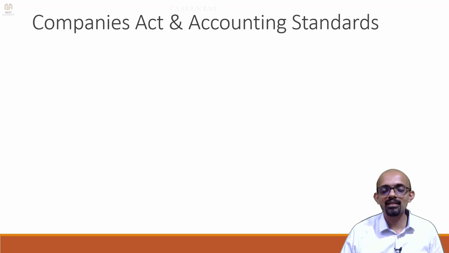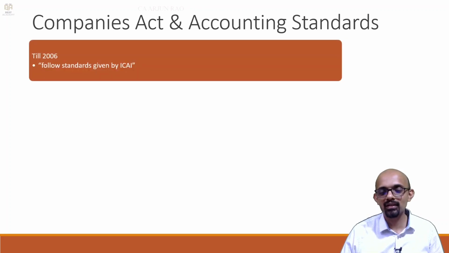So let us now look at the relationship between Companies Act and the accounting standards. Till 2006 there was only one set of accounting standards, and the Companies Act basically said follow the standards issued by ICAI. ICAI issued the first accounting standard, AS 1, in 1979 and was issuing the other standards at various points in time. So till 2006 there were not two sets of standards; the Companies Act just said follow whatever ICAI has issued.